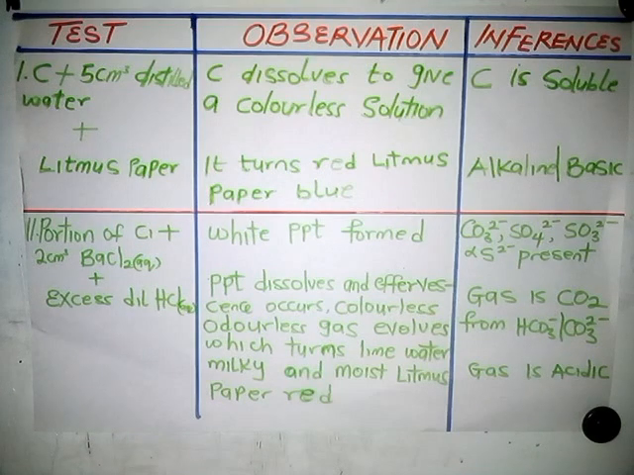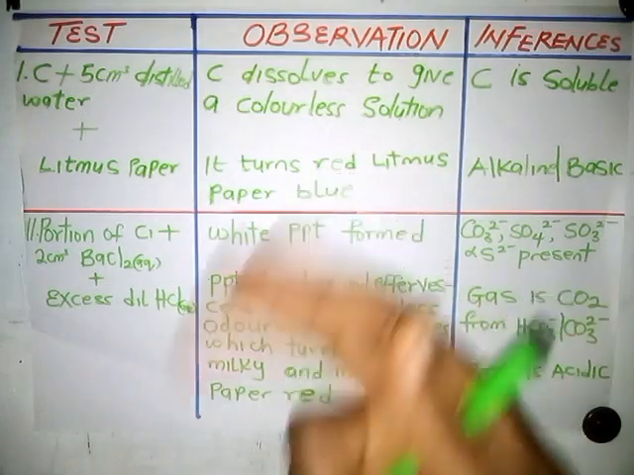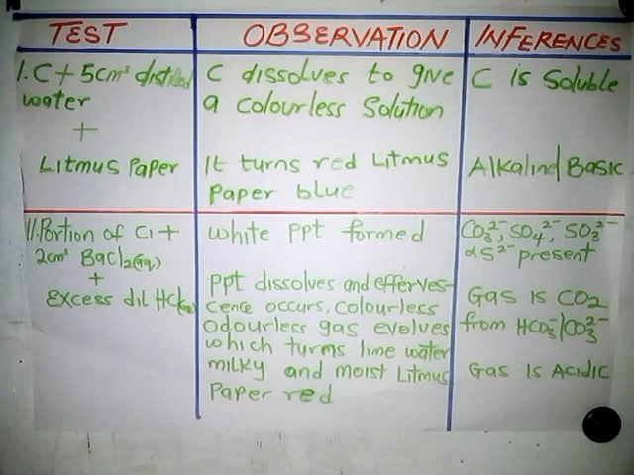Then the next one will be plus litmus paper. Of course, you should expect that red litmus paper turns to blue. The inference is that it is either alkaline or you can say basic.